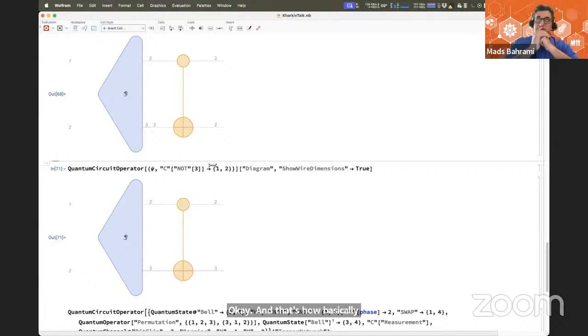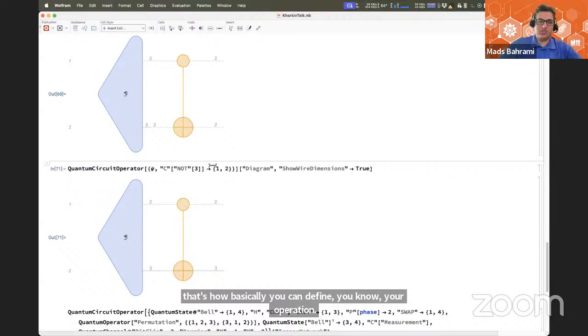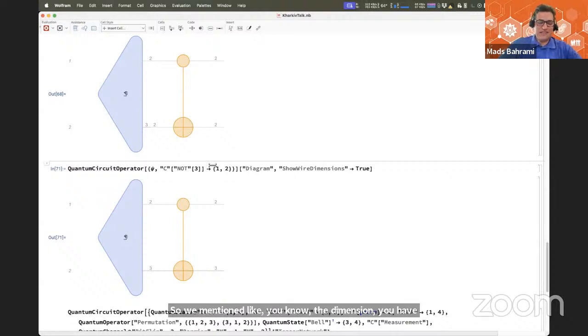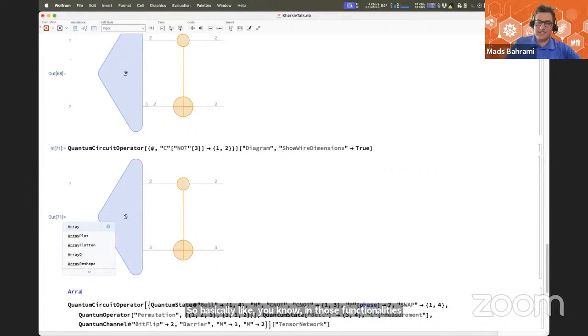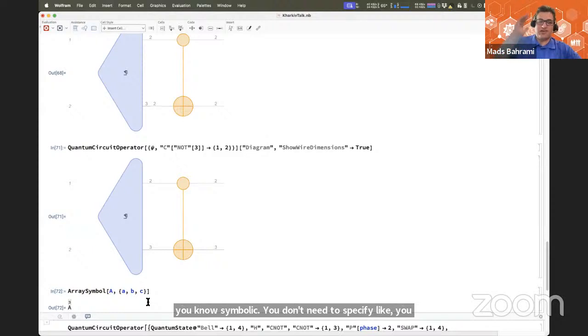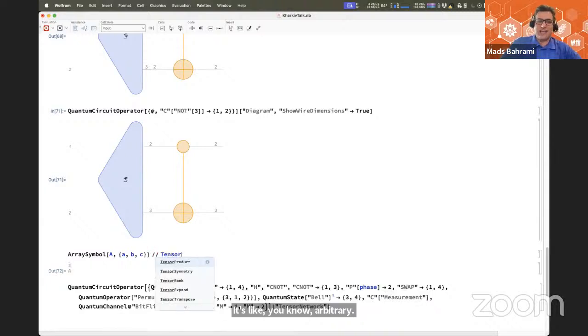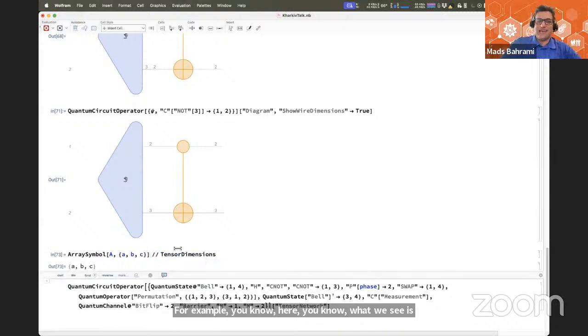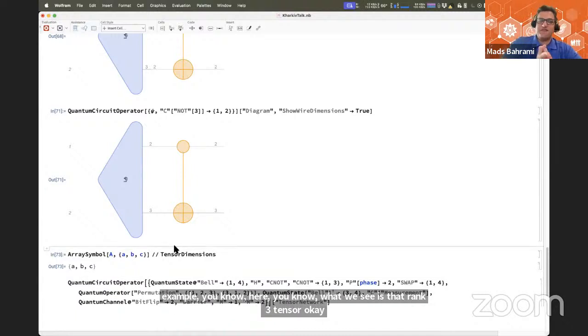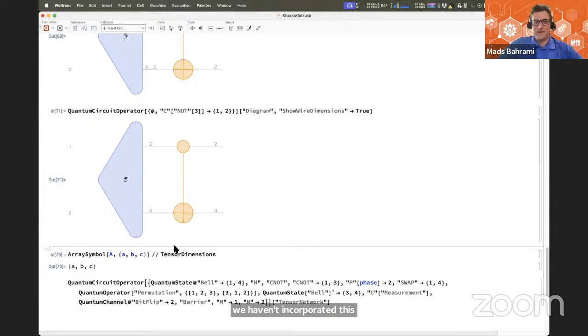So we mentioned the dimension, you have absolute freedom on dimension. In the latest Mathematica version, there is a very unique functionality called symbolic array. In this functionality, the dimension of your matrix or your tensor can be symbolic. You don't need to specify what the dimension is. You can just say it's arbitrary. For example, here what we see is a rank 3 tensor. We haven't incorporated this very fancy new feature into our framework, but it's going to be future work.